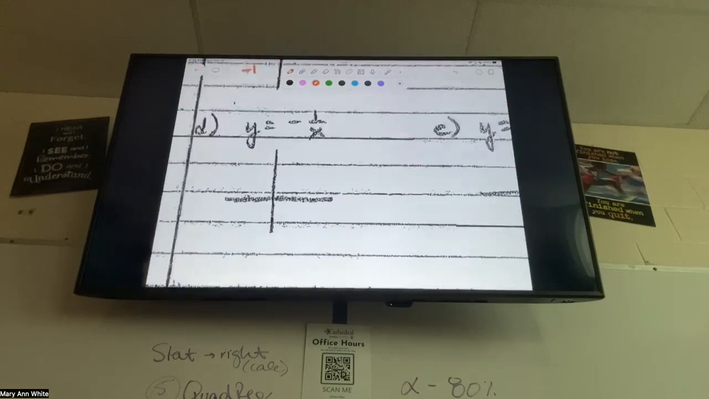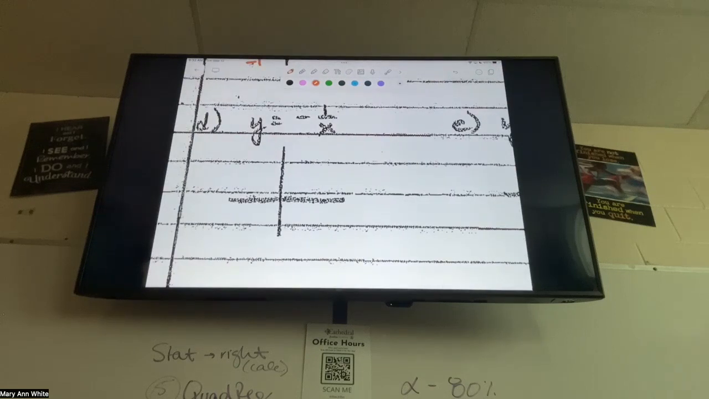All right, what about the next one? Reciprocal, what does this negative do? Flip. If my reciprocal is normally in 1 and 3, how does it flip it? 2 and 4, very good.